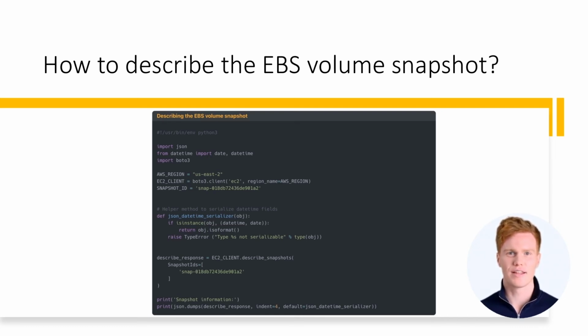We process this type of response as a regular Python dictionary. The JSON datetime serializer method should be already familiar to you. This method converts datetime objects and returns the JSON response as a formatted string, so we could print it. The JSON dumps method allows us to print the response in a formatted way with indentations.